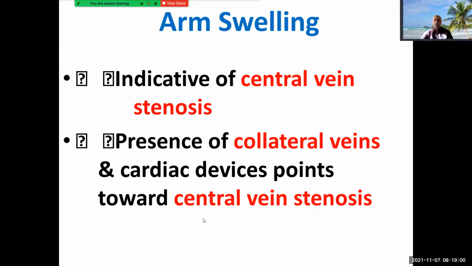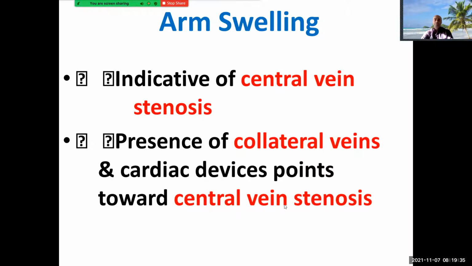Arm swelling: when you are looking at your patient, just check his arm. I told you, compare the arms of the patient. If there is swelling, this indicates central vein stenosis. We had one patient who, after AV fistula creation, started to have left arm swelling, facial swelling and neck swelling. The typical picture of central vein stenosis, especially subclavian stenosis. And if you look at his or her chest, you will find collateral veins, dilated tortuous veins on the chest. And the cardiac device points toward central vein stenosis, okay?